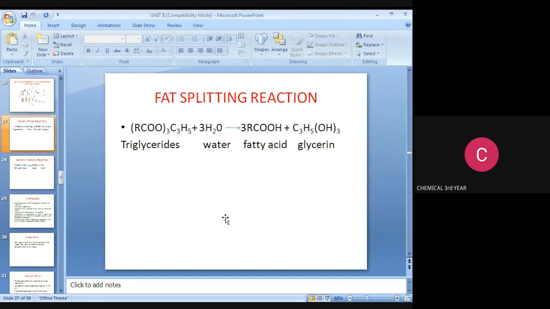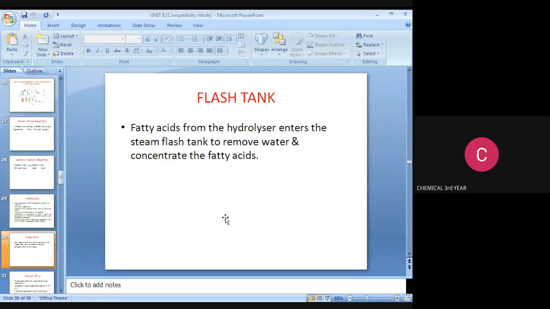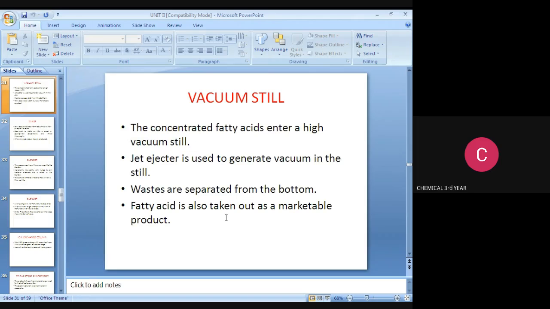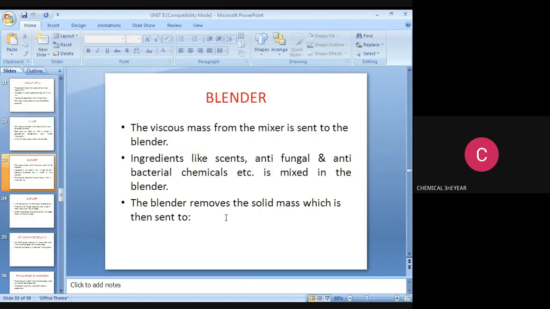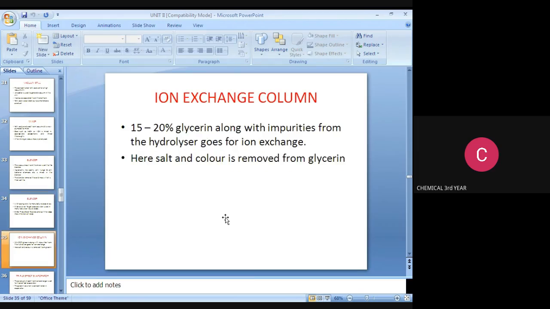These are the two reactions: one is the fat splitting reaction and the other is the saponification reaction. Students, listen carefully. So what is the role of the ion exchange column? 15 to 20% glycerin along with impurities from the hydrolyzer goes to the ion exchange column. What will happen? Here salts and colors are removed.